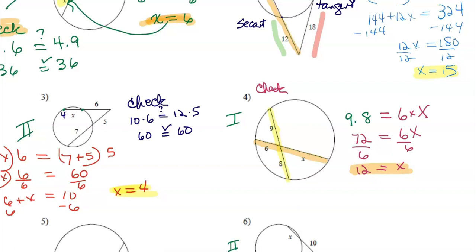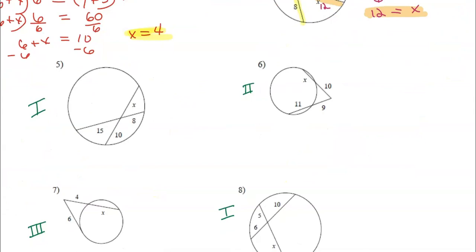We're going to use our 12, which is over here, and I'm going to say, is it true that 9 times 8 does equal 6 times 12? 9 times 8 is 72, and that does indeed equal 6 times 12, which is also 72. So that's my check. Okay, just a couple more.